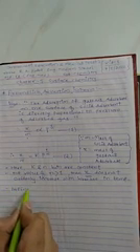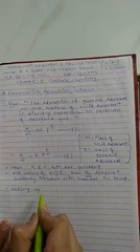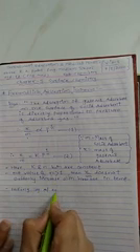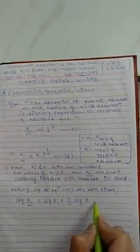Now taking log of equation number 2 on both sides, we get log x by m equals log k plus 1 upon n log p. This is equation number 3. So this is the logarithm of equation number 2.